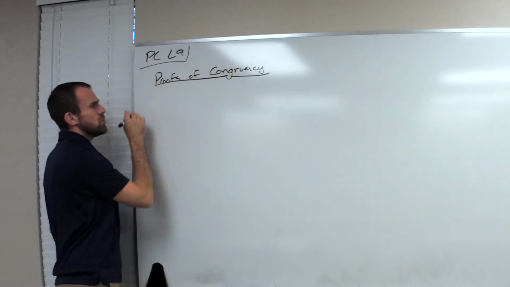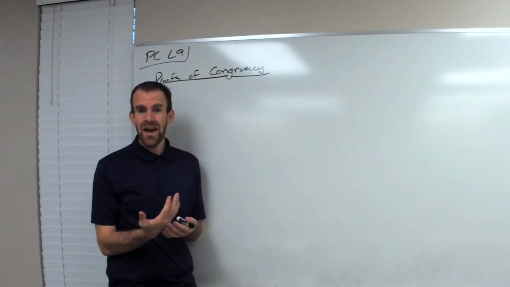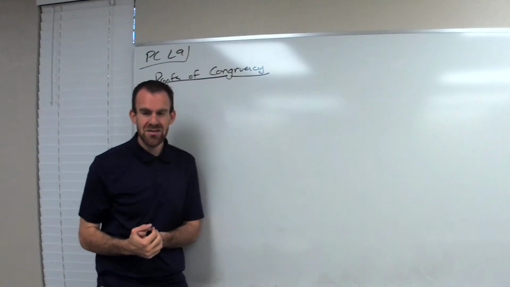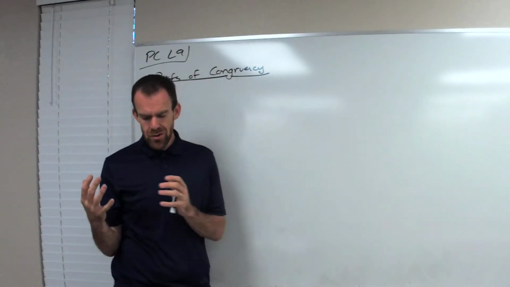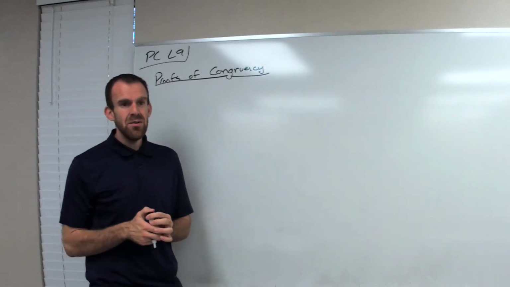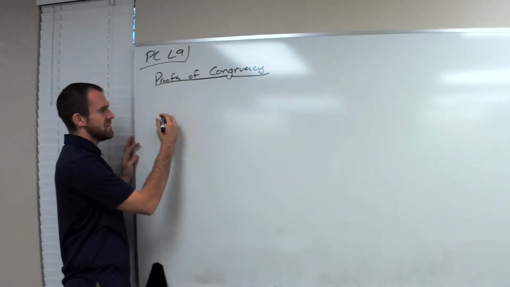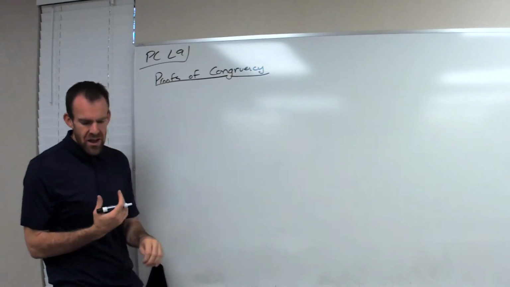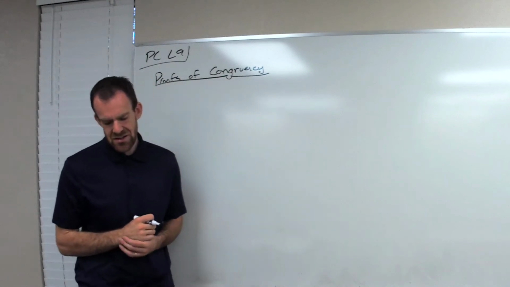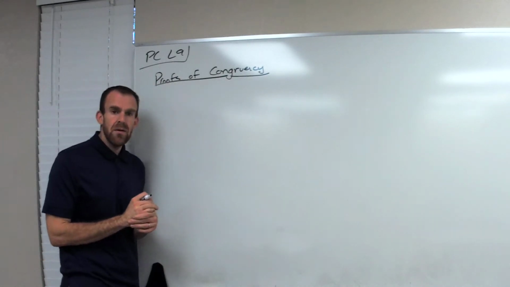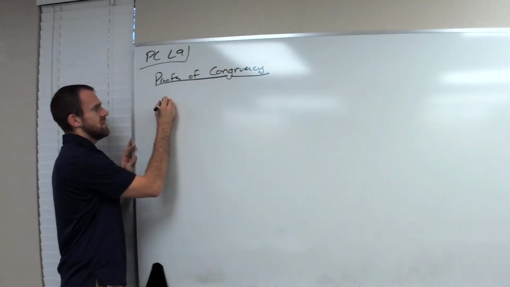Now, we already did proofs of similarity. All you need to do is show that three angles are the same within two triangles, and you have similar triangles. But for congruent triangles, you have to have some different things. In order to say with absolute certainty that two triangles are identical, you must use one of these congruency postulates.